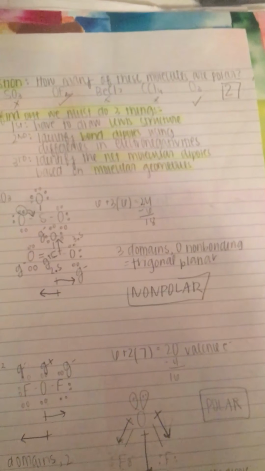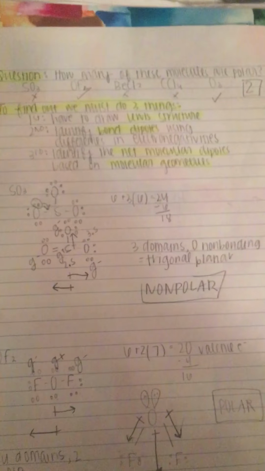So common mistakes: we have to correctly draw out the Lewis structures. We have to recognize the octet, and we have to know the violators of the octet, because if we don't do that, our results will not be accurate.